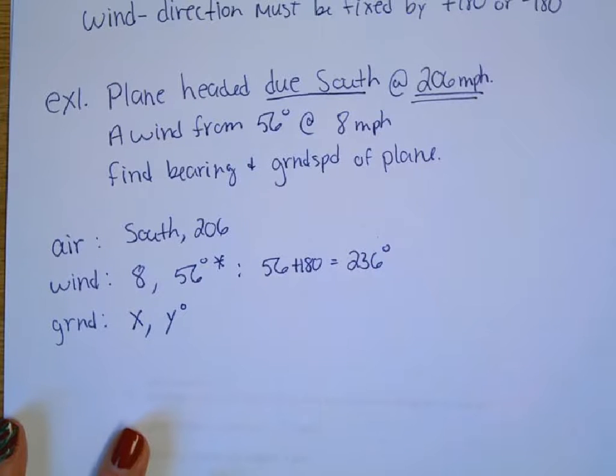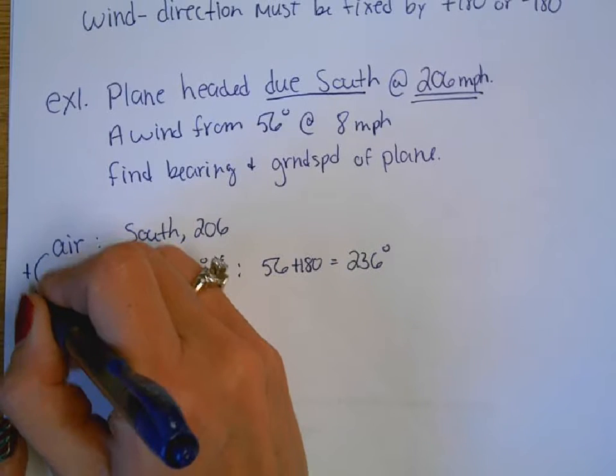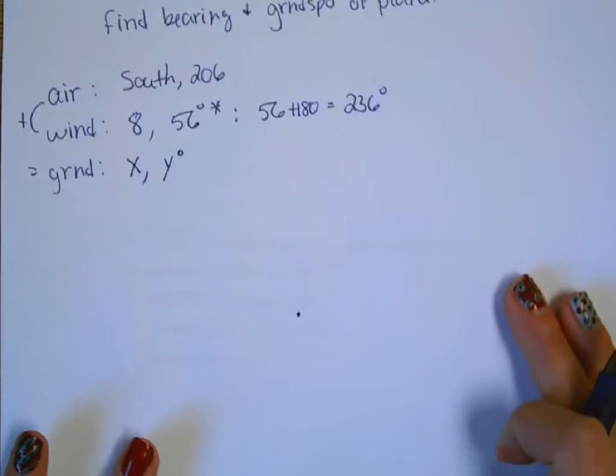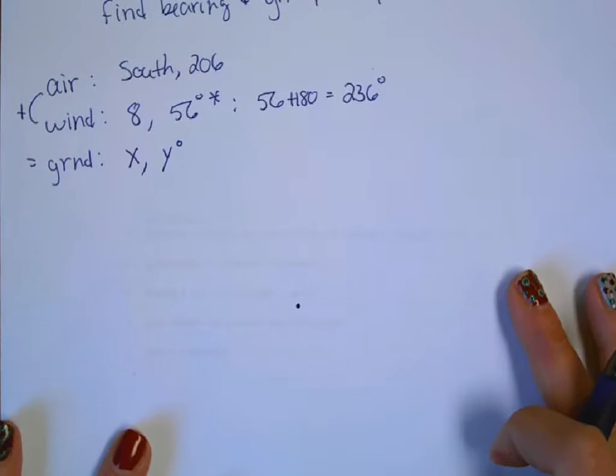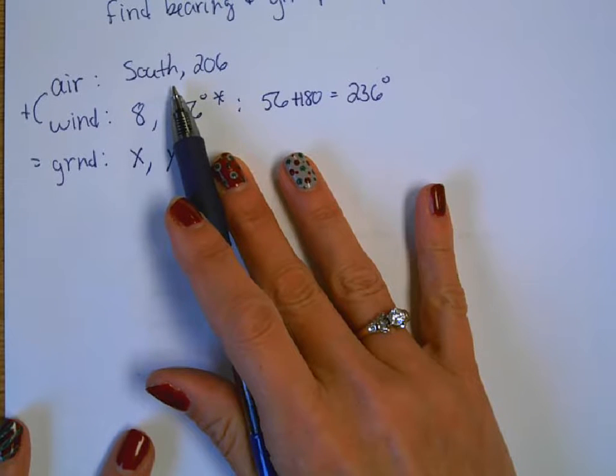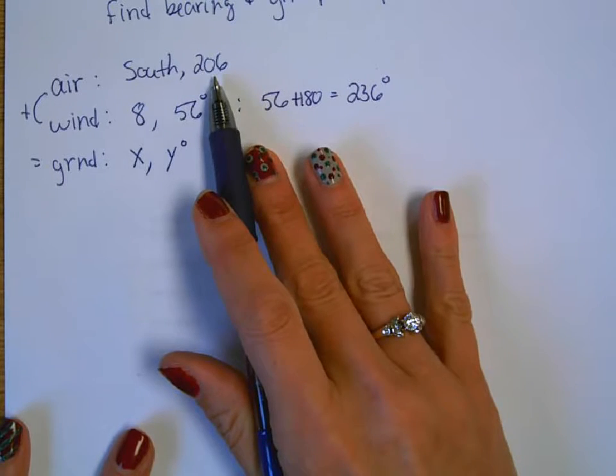Now it should be okay. So it's airspeed plus wind equals ground speed. Here we go. You guys like to start usually with airspeed, so we'll go there. It's south, so I don't really need my north line yet. So south, 206.